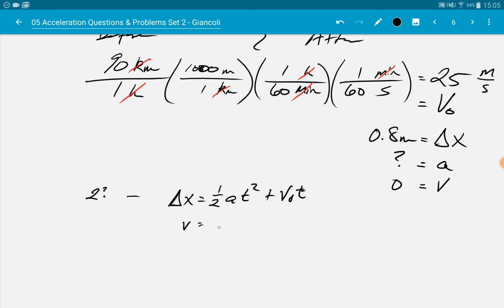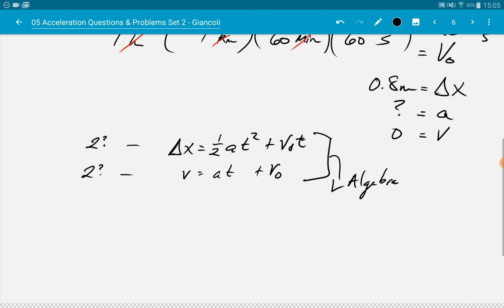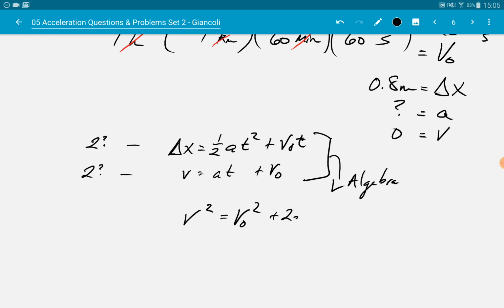Let's try v is equal to at plus v naught. Here I have v, I know that. A, I don't know. T, I don't know. So here I have two unknowns. Again, just like in the last problem, algebra can solve this. We can combine these equations with algebra and get a third equation, which isn't anything new, just the algebraic combination of these, and that's v squared is equal to v naught squared plus 2a delta x.